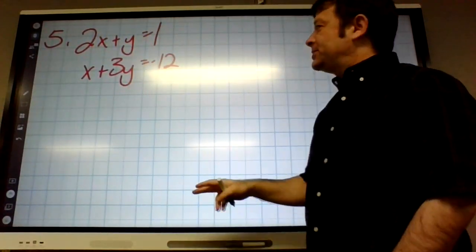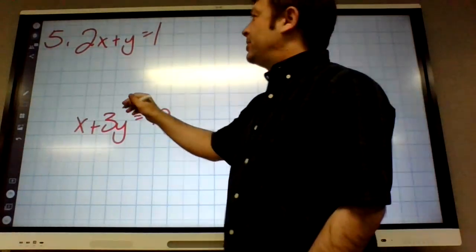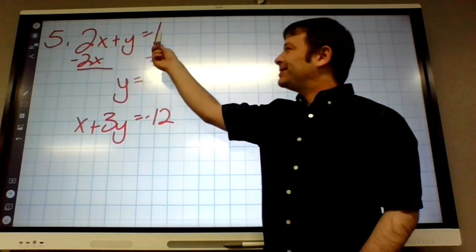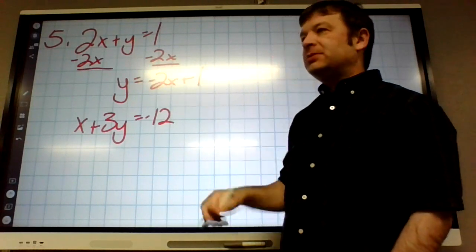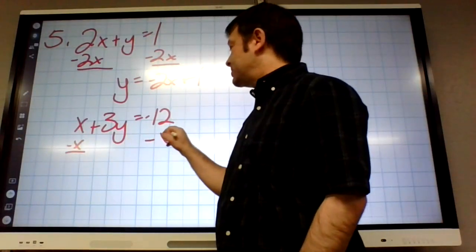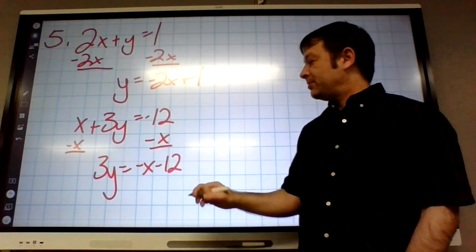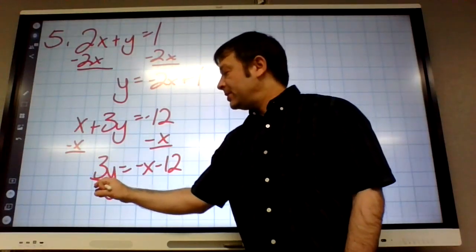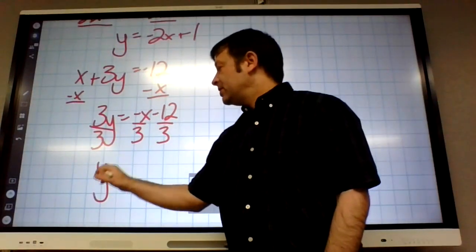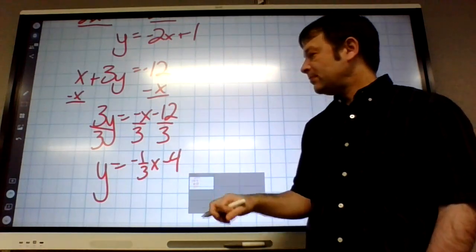Okay, so we're supposed to graph these. Right now they're in standard form, so we're going to have to change it to slope-intercept form. So get y by itself, I'm going to subtract 2x. 1 minus 2x does not mix, but I'm going to write negative 2x plus 1 instead. On this one, you subtract x. Those don't mix. I'm going to put the x in front of the negative 12. Get rid of the 3. I'm going to divide everything by 3, all terms. Negative x over 3 is negative 1 third x.